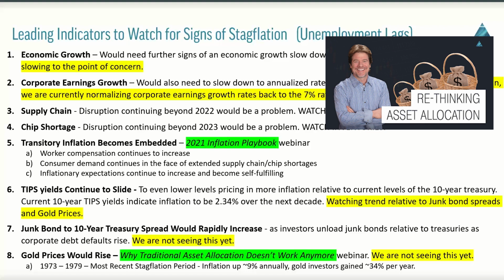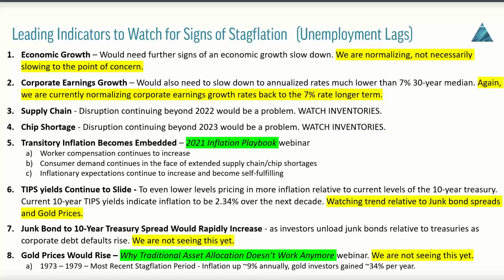The most recent period of stagflation that we did have, though, back in 73 to 79, gold was a top performing asset class. Inflation was up literally 9% annually during that stagflation time period, and gold investors gained 34% per year, and that is not a typo. It was real, 34% per year in gold. Keep in mind that other bouts of inflation that we've had since then, gold has not panned out to be a winner. So the verdict is mixed on gold's ability to be a good inflationary hedge. But the most recent evidence we have of the last stagflation period, gold was a real winner.